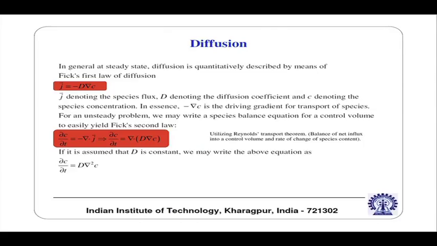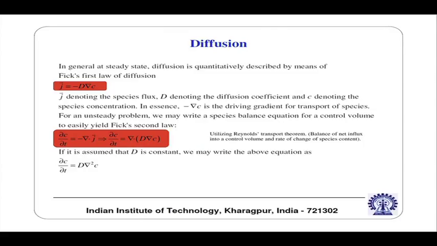Now, diffusion is generally described by a suitable constitutive law known as Fick's law. Fick's law of diffusion states that the mass flux due to diffusion is proportional to the negative of the concentration gradient, which means that you can write J is equal to minus a constant of proportionality times the concentration gradient. The constant of proportionality is called the diffusion coefficient.